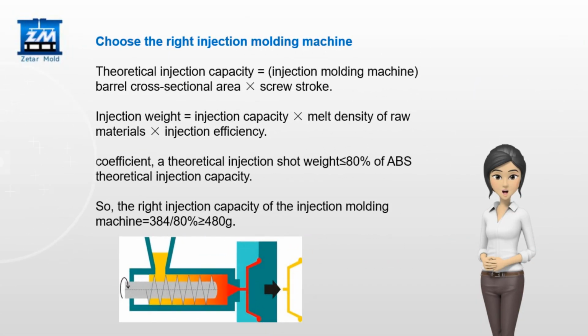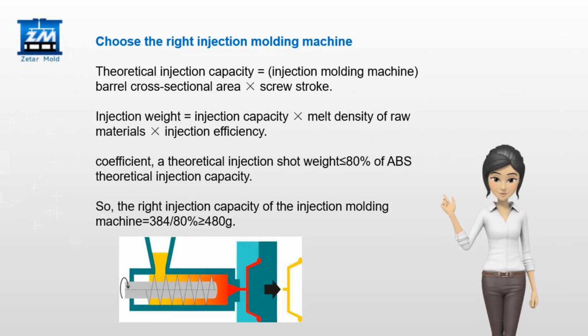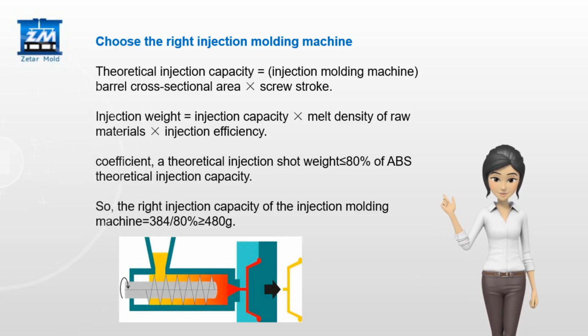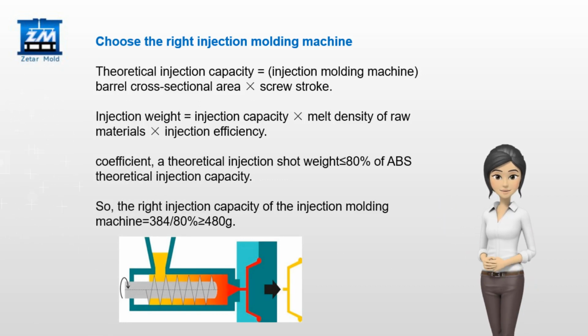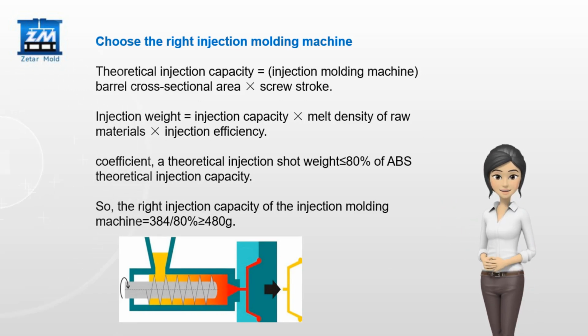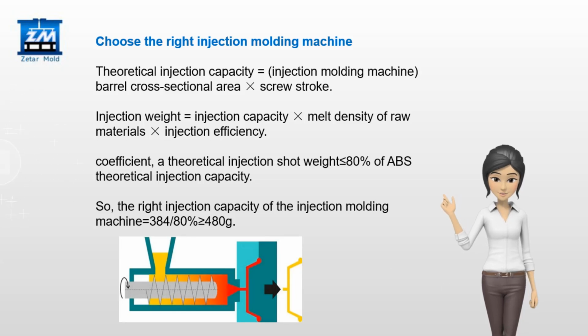Choose the right injection molding machine. A theoretical injection capacity is equal to injection molding machine barrel cross-sectional area multiplied by screw stroke. Injection weight is equal to injection capacity multiplied by melt density of raw materials multiplied by injection efficiency coefficient.